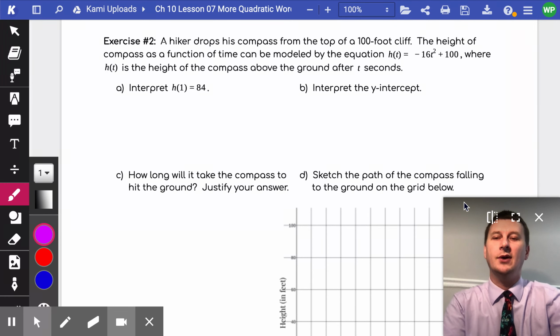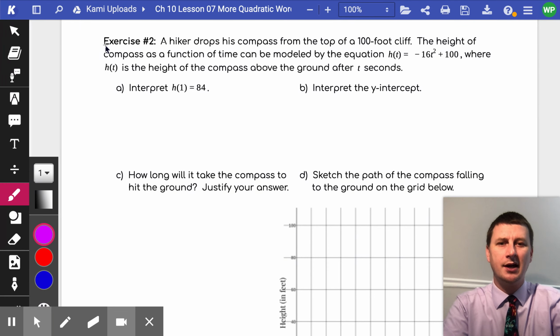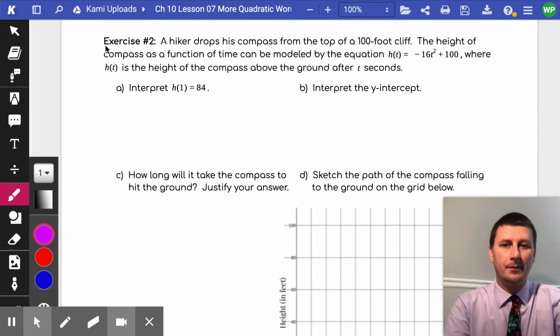Okay. So let's get started on exercise number 2, where it says a hiker drops his compass from the top of a 100-foot cliff. The height of the compass as a function of time can be modeled by the equation h of t equals negative 16 t squared plus 100, where h of t is the height of the compass above the ground after t seconds.